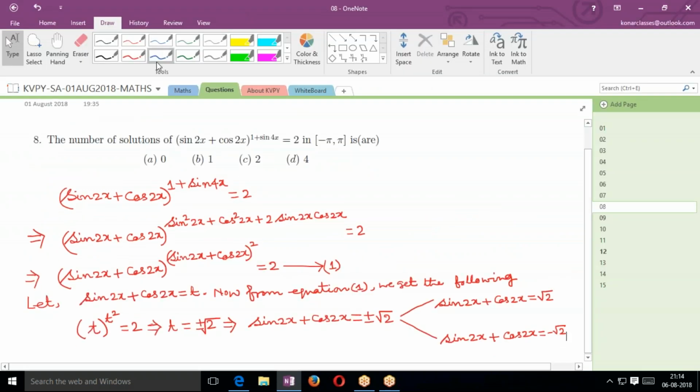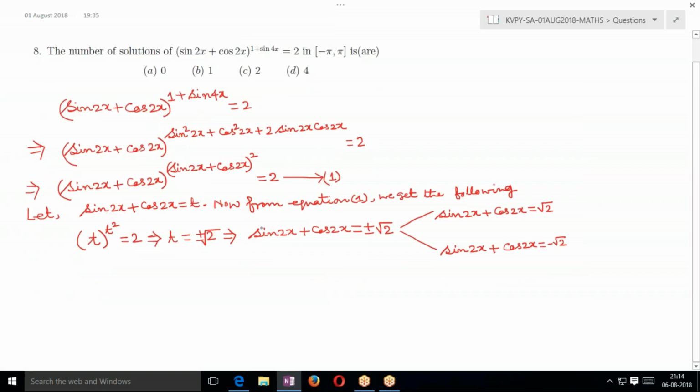Okay, so for example, let me use a different color. If I write t is equal to root 2, then what do we get from this equation? Root 2 power 2, correct? So root 2 power 2 means what? 2, and root 2 power 2 means again 2.